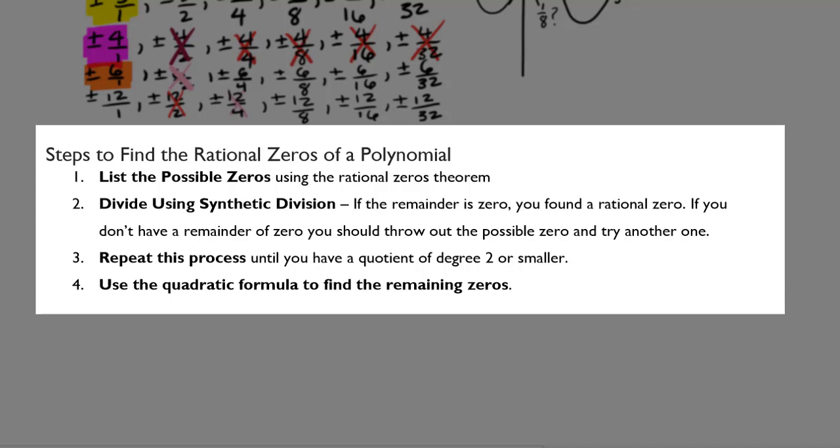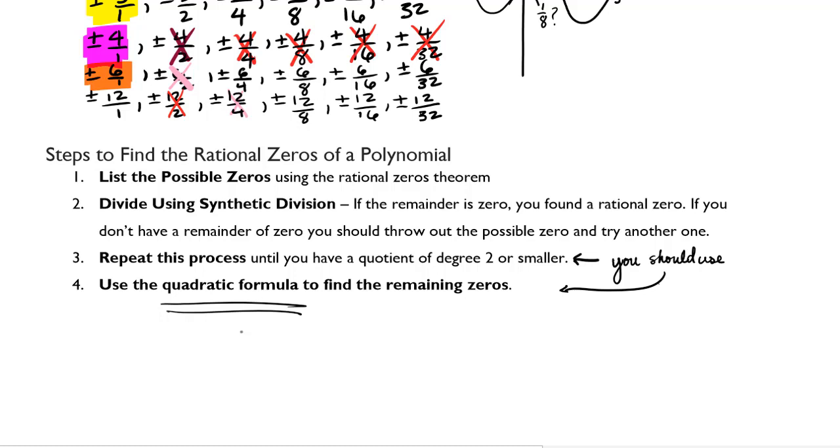Repeat this process until you have a quotient of degree 2 or smaller. This is very important because at this point you can use the quadratic formula, which is step 4. Don't keep using synthetic division when you can use the quadratic formula to get your last 2 zeros. And the reason I say use the quadratic formula is because a lot of times the zeros that are left are not real. They're imaginaries. And if they're imaginaries, it's not going to be obvious to use synthetic division. You have to use the quadratic formula or it'll just be a big mess.